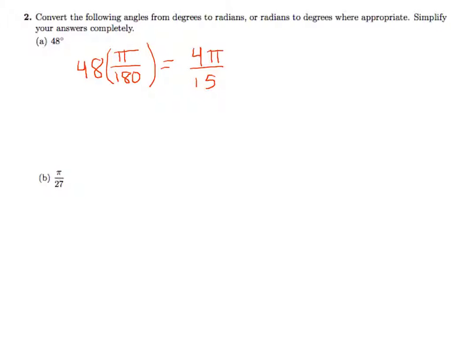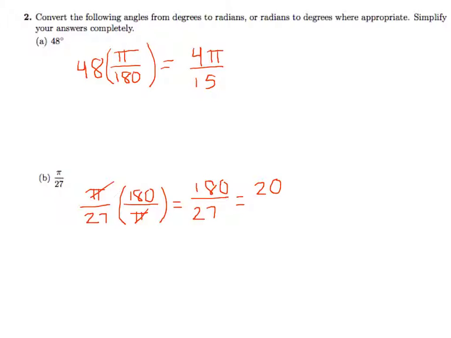For the second problem, B, we have pi over 27, and so we need to convert this into degrees. So to convert into degrees, we have to multiply by 180 divided by pi. So we have pi divided by 27. That will need to multiply, like I said, by 180 divided by pi. Our pi's will cancel, and we're left with 180 divided by 27, and that'll reduce to 20/3 degrees.